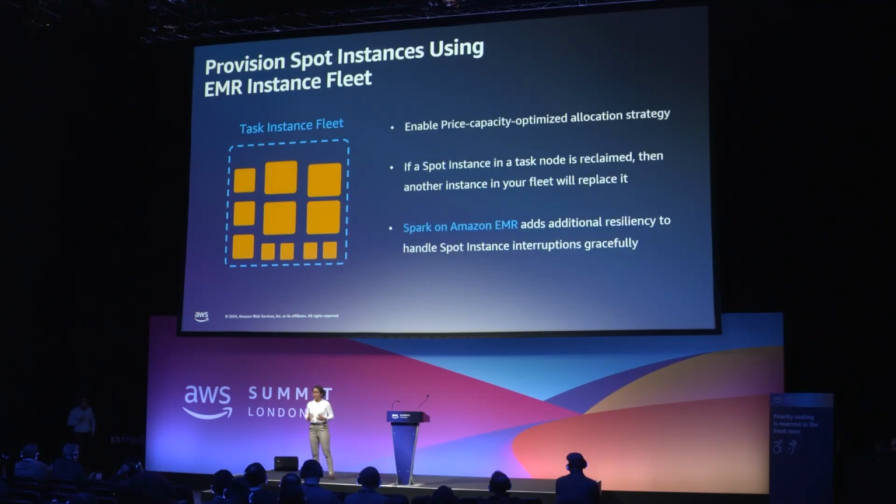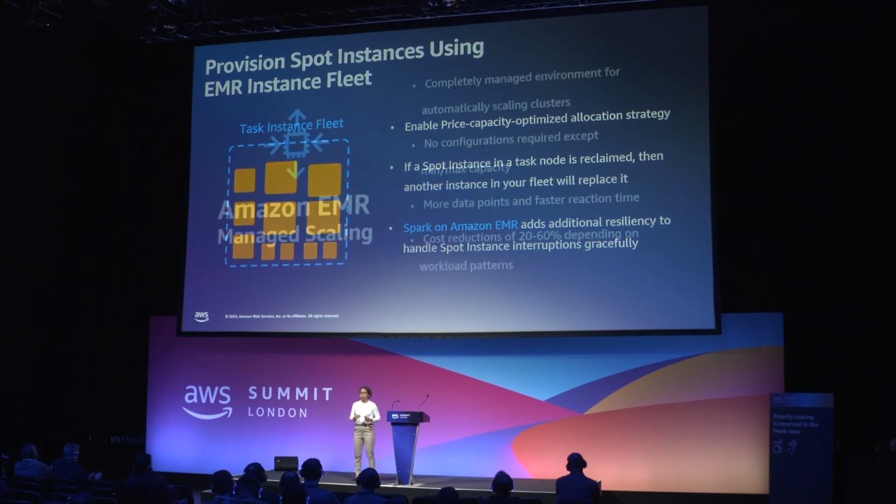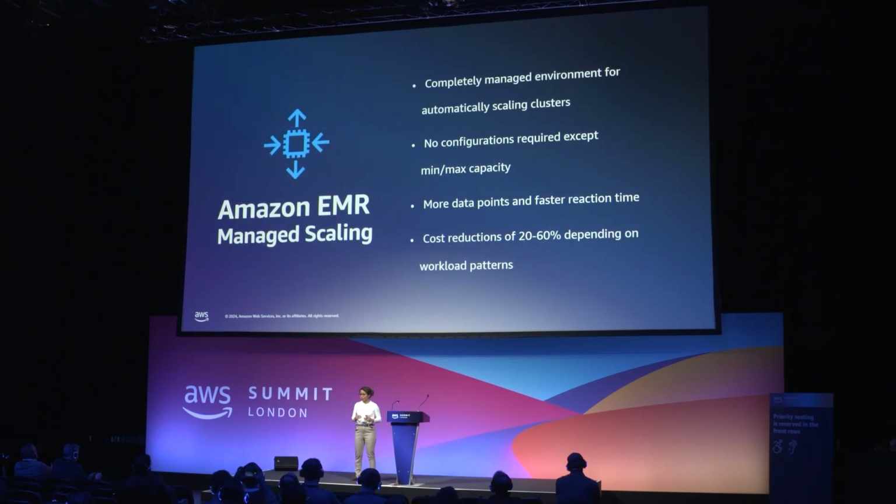Task nodes do not store data, so it is a good idea to use spot instances. If a spot instance gets interrupted, EMR will automatically replace it, and Spark on EMR can handle it gracefully. So it can save you costs and also increase your computing power. For unpredictable workloads, managed scaling on EMR will automatically add and remove resources as per your workload. You just need to set the minimum and the maximum limit. EMR will handle the rest.